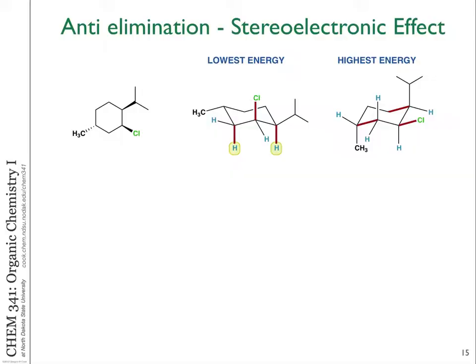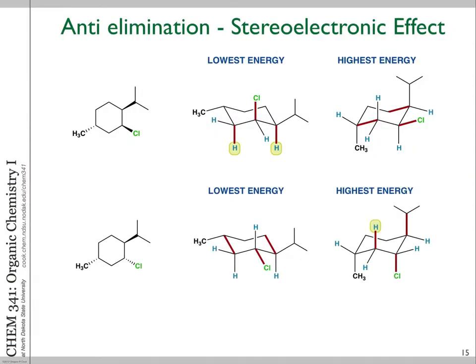However, if we look at the other isomer now, what we see is that the lowest energy conformation has all three groups in an equatorial position. From that equatorial position, the Cl bond to the carbon is antiperiplanar only to C-C bonds in the ring. The adjacent hydrogens are not aligned properly to undergo E2 elimination.